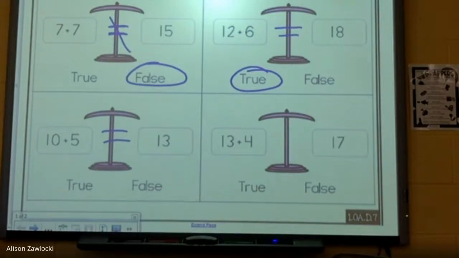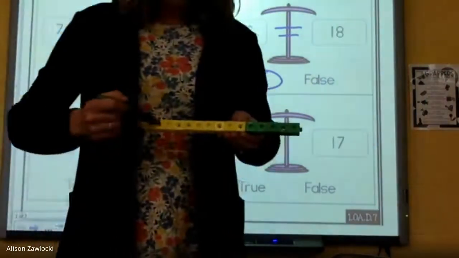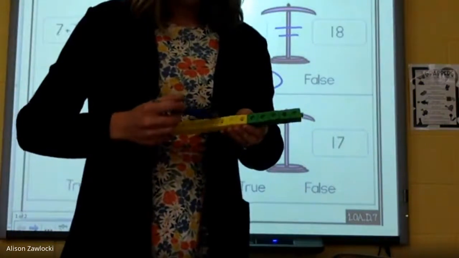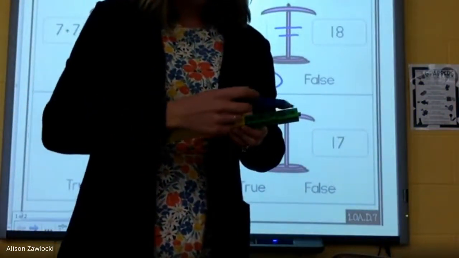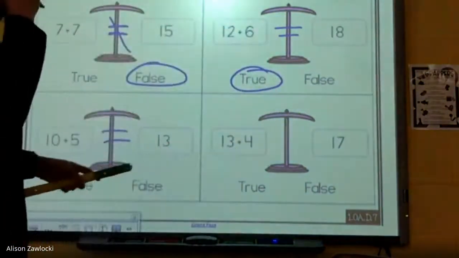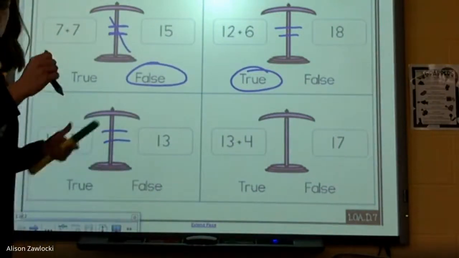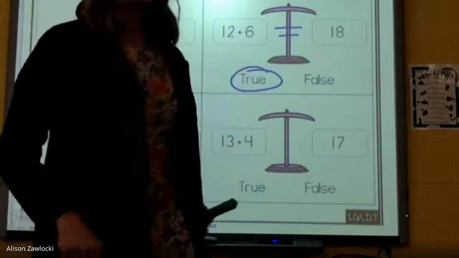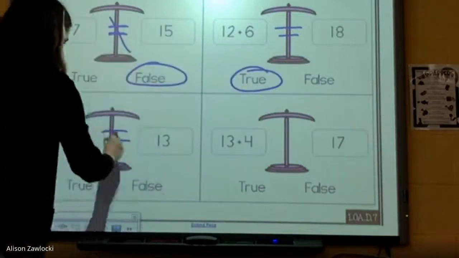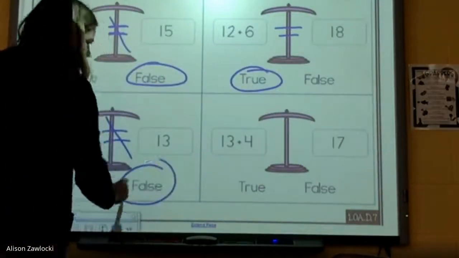Let's see if that is true or false. 1, 2, 3, 4, 5, 6, 7, 8, 9, 10, 11, 12, 13, 14, 15. 10 plus 5 is 15. So does 10 plus 5 equal 13? Is that true or false? That is false. Nope, it does not. I'm going to circle false.